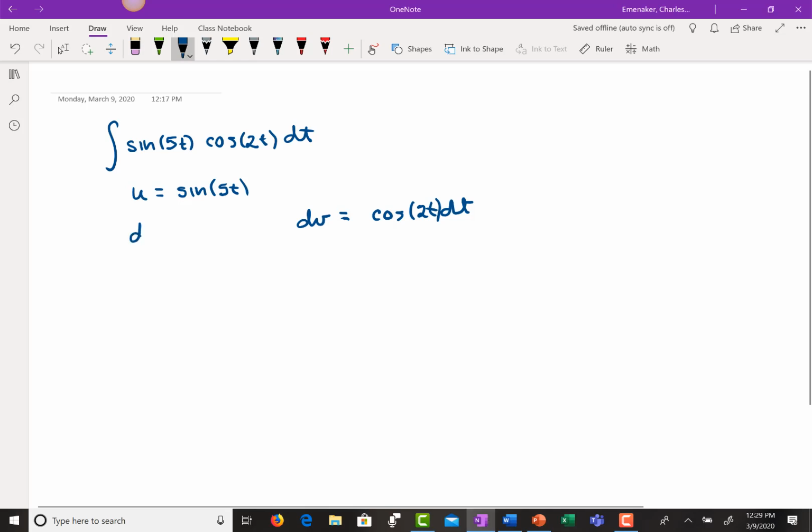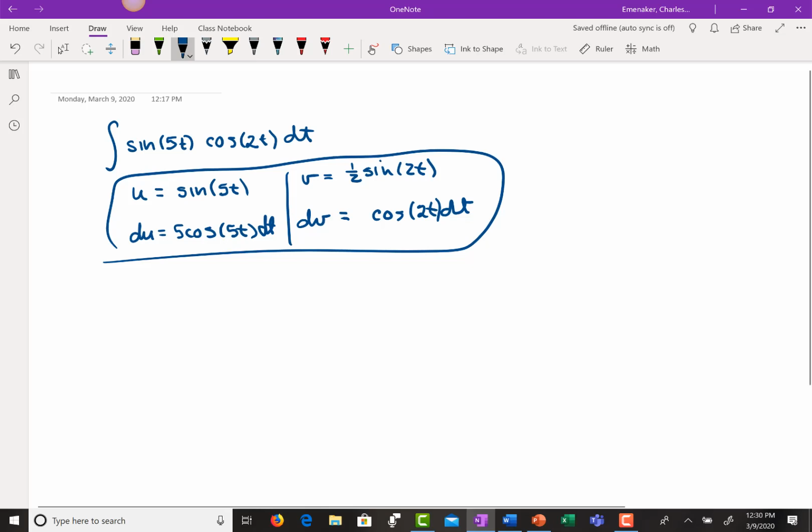So, du is going to be 5 times the cosine of 5t dt. The v is going to be a 1/2 sine of 2t. Does that make sense to everybody on that? When we take this integral, apply these assignments of u, v, du, dv, and substitute them into the formula u times v minus the integral v times du. Okay, does that look familiar?